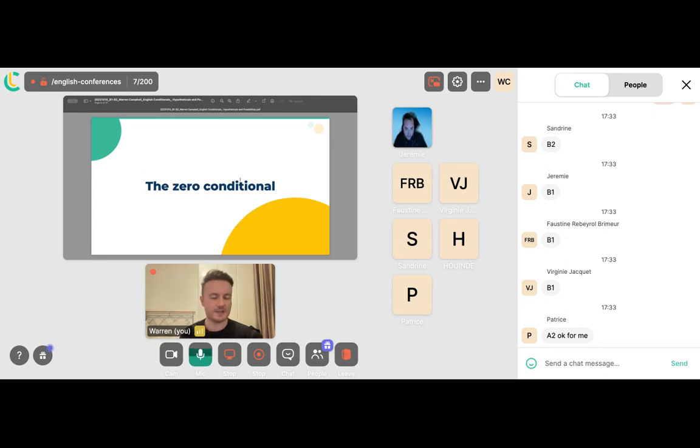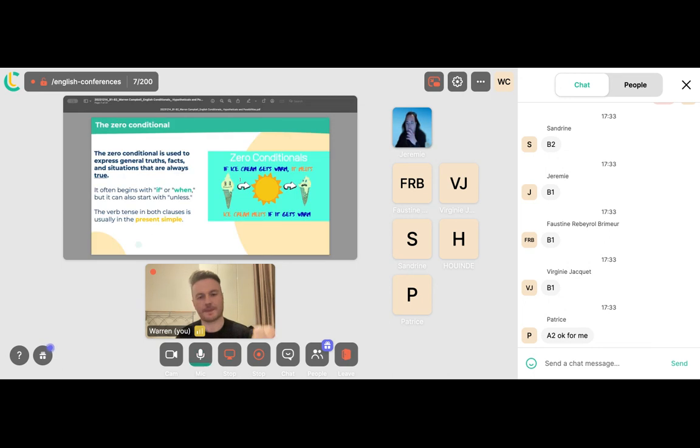Let's take a look at the zero conditional. Now, why do we use this? It's used to basically express general truths, facts, and situations that are always true. In other words, there is no conditional to it. As we can see in the example over here with ice cream, hope everybody loves ice cream. If ice cream gets warm, it melts. Or we can swap the clauses here. One could say ice cream melts if it gets warm.